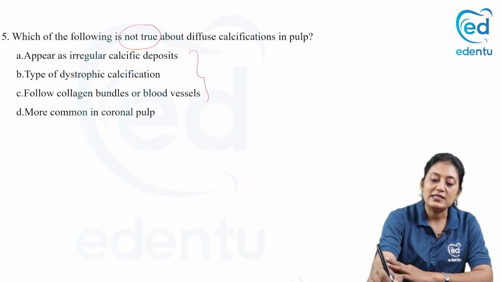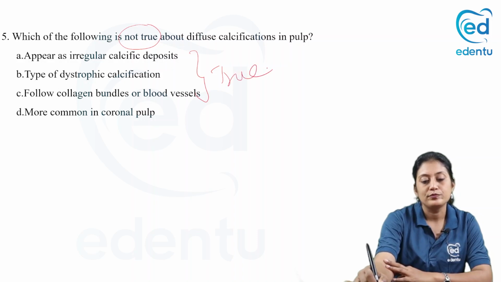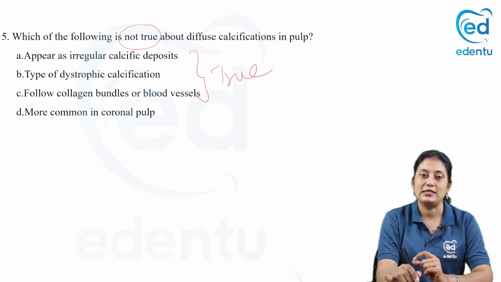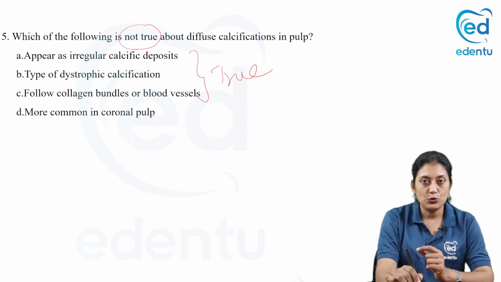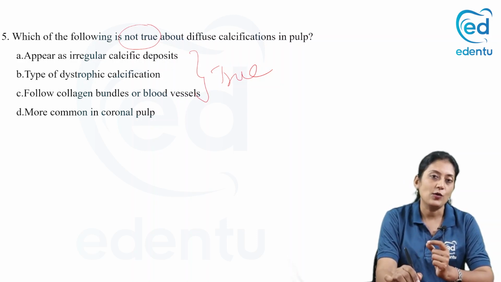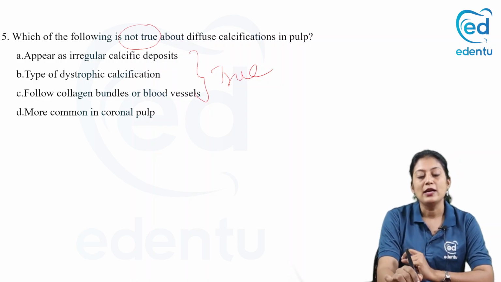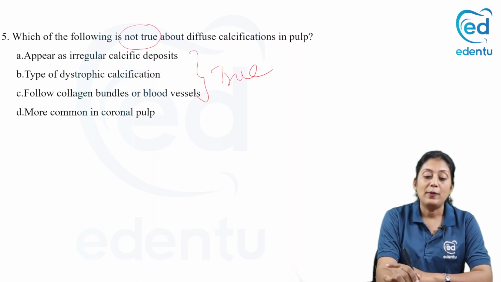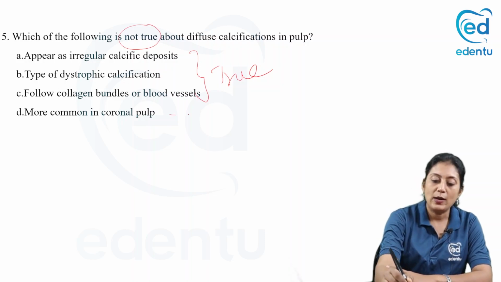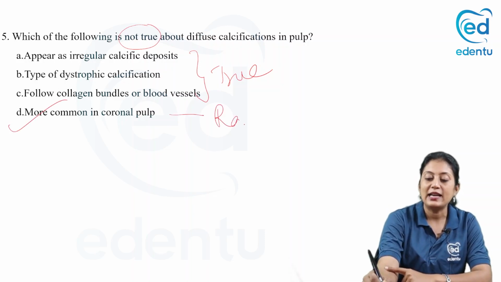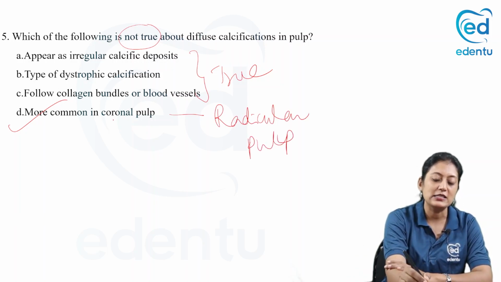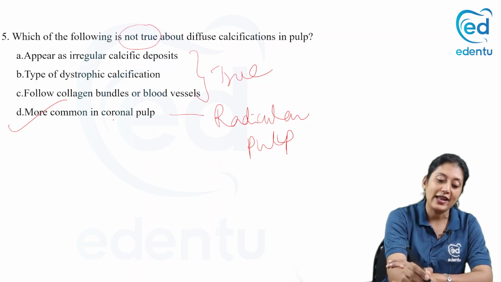So all these first three are true. Which means what? Diffuse calcification is a type of dystrophic calcification. That is true. And it is usually seen along the blood vessels or collagen fibers. That is also true. It is appearing as irregular calcific deposits. Fine. But it is not seen in the coronal pulp. It is mainly seen in the radicular pulp or root canals. Therefore, this is the wrong option. That is, this is the false statement. So, this is the right option.